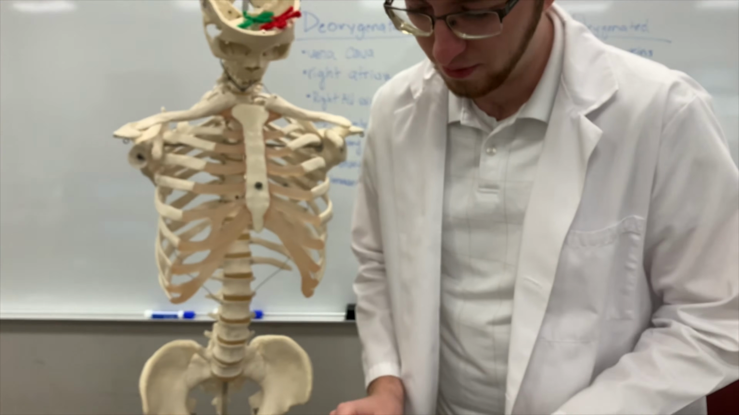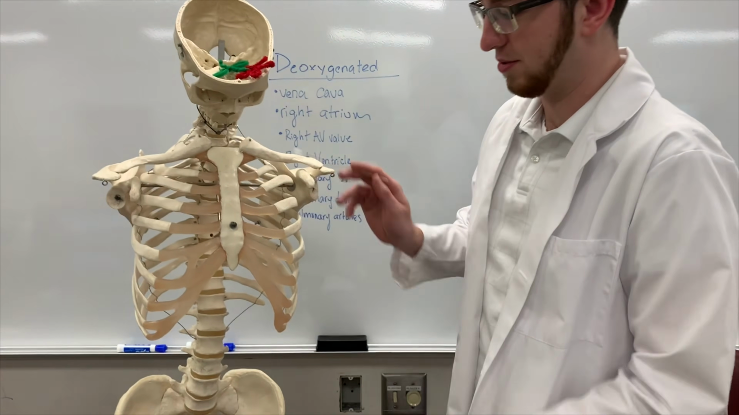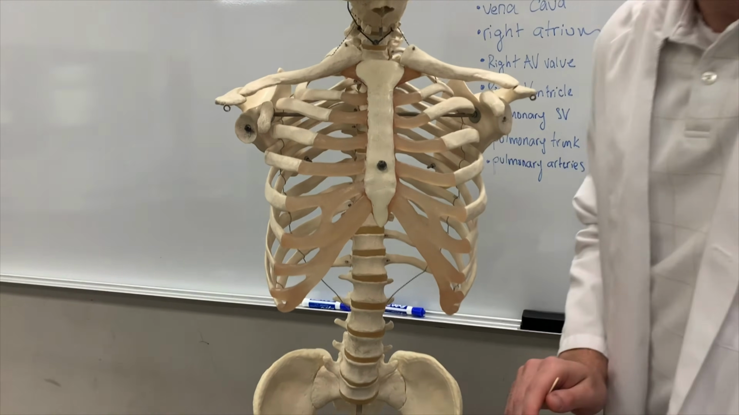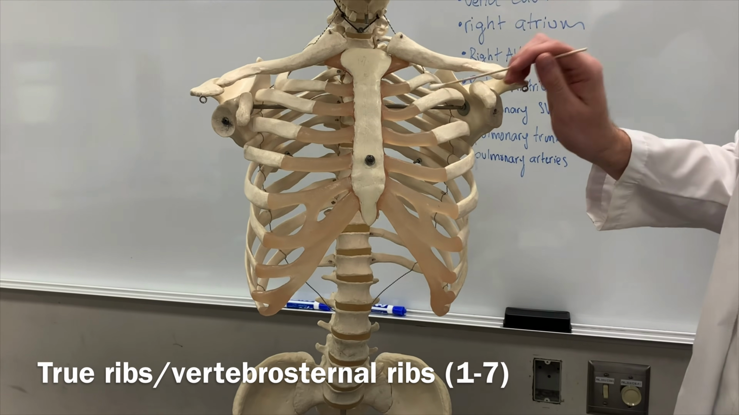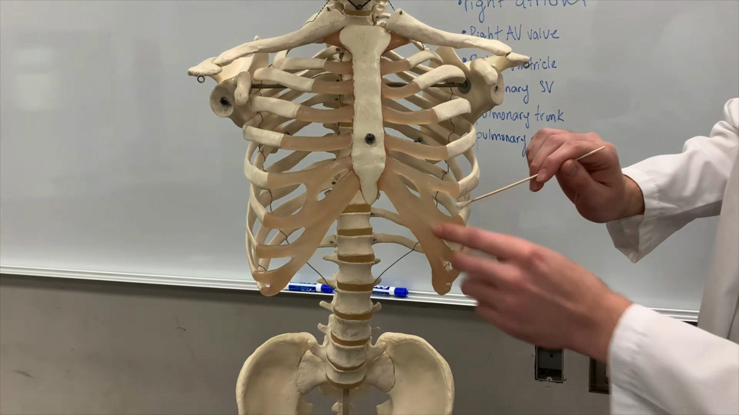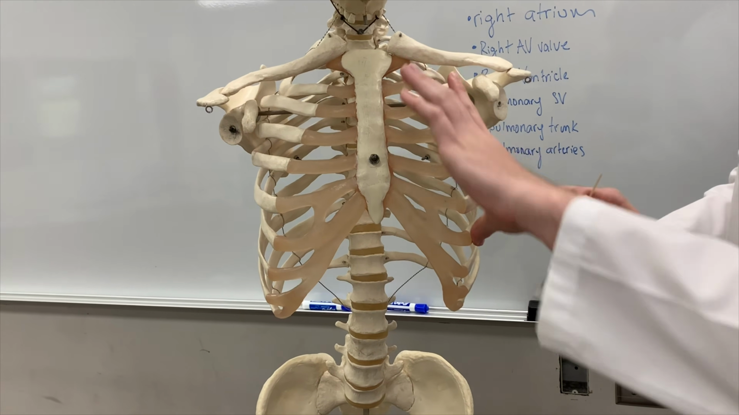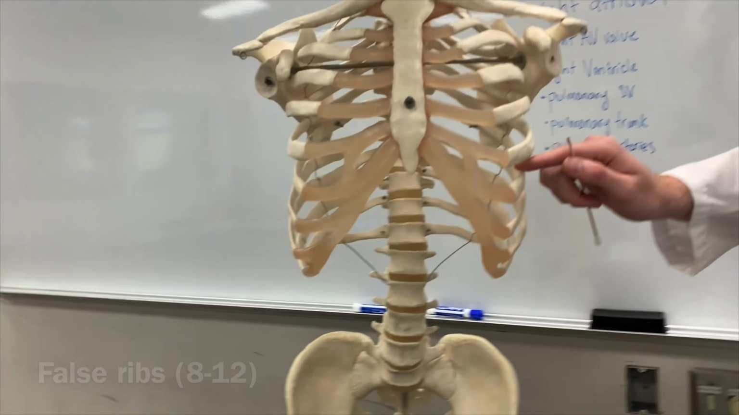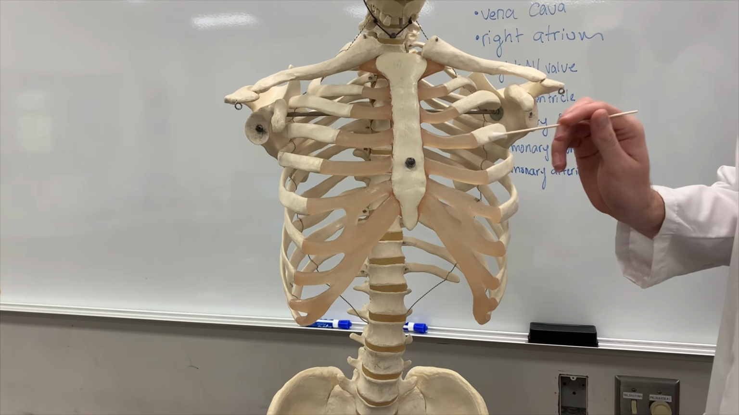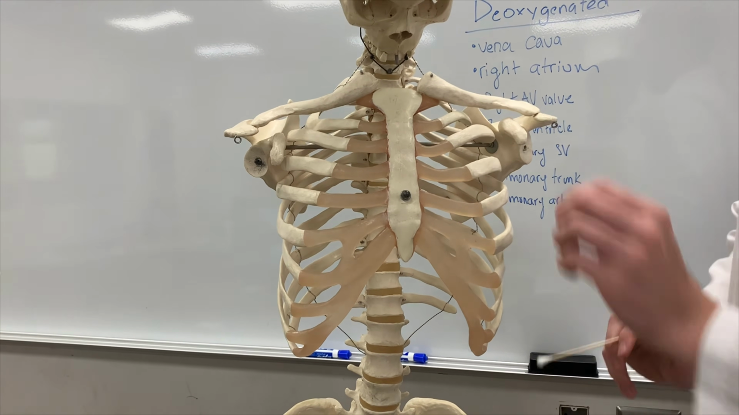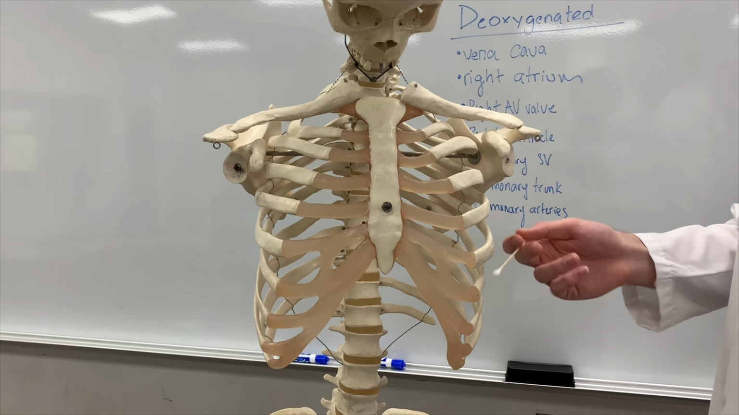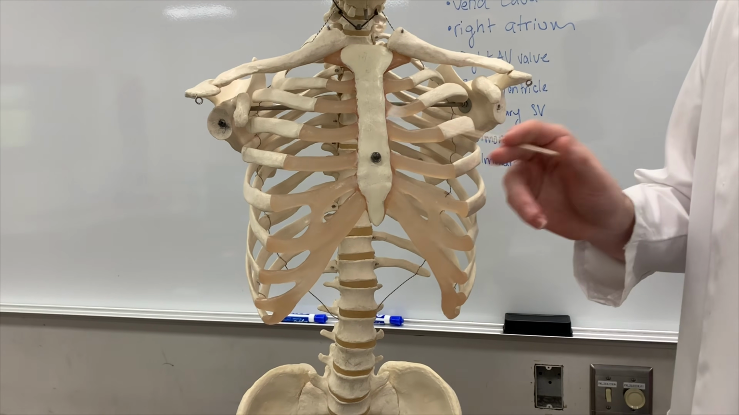And then we're going to go over the ribs. So these are the ribs right here, in case you didn't know. So 1 through 7 is going to be called your true ribs. So 1, 2, 3, 4, 5, 6, 7. Everything from here up is going to be your true ribs. And then these down here, 8 to 12, are going to be your false ribs. And your true ribs are also called your vertebrosternal ribs because they attach directly to the sternum via costal cartilage. But your ones 8 through 12 don't directly attach to the sternum.